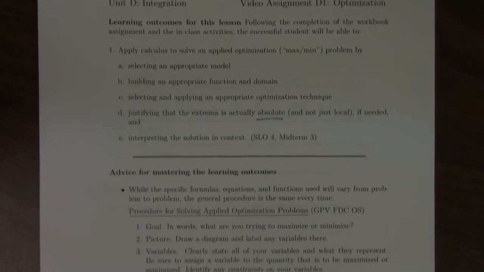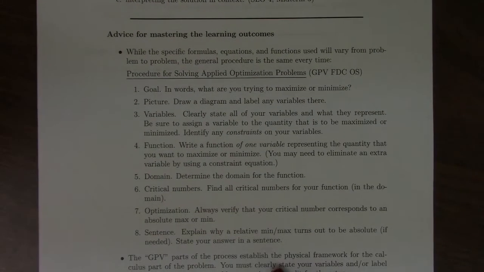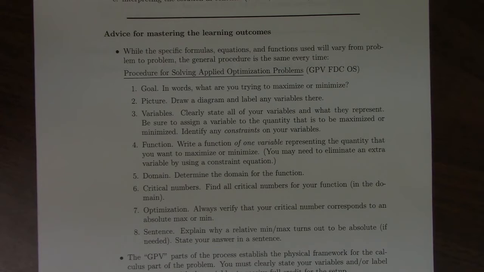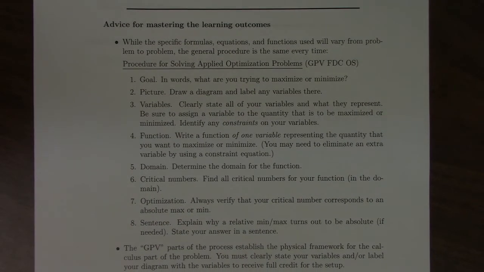So the advice for mastering this section is that we want to be able to state our goal in words, right? And sometimes you may not always be able to write a sentence. Sometimes it's just identifying what you're looking for. Draw a picture, if we can, and label any values. Clearly state your variables and what they represent. And then identify any constraints on your variables.